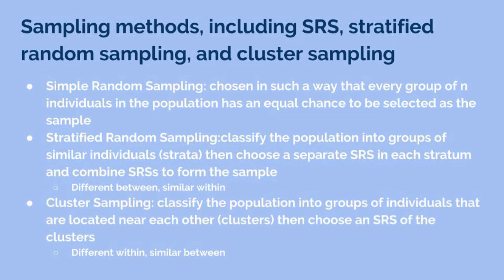It's important to remember that there are many different types of sampling, including simple random sampling, stratified random sampling, and cluster sampling. Simple random sampling is chosen in such a way that every group of n individuals in the population has an equal chance to be selected as a sample. Stratified random sampling classifies the population into groups of similar individuals, called strata, then chooses a separate simple random sample in each stratum and combines them to form the sample. Cluster sampling classifies the population into groups of individuals that are located near each other, called clusters, then takes a simple random sample of those clusters.